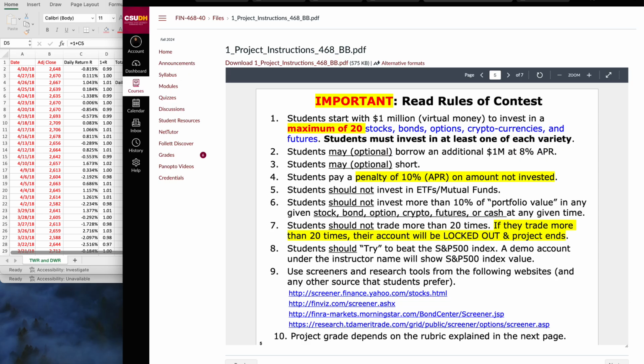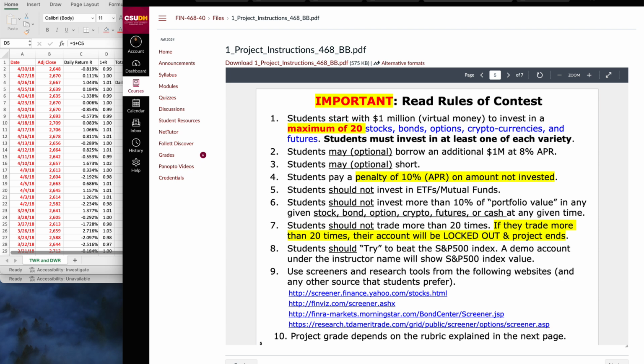So, to start off with the rules, we start with $1 million to invest, with a maximum of no more than 20 trades. This includes investing in different financial instruments, including stocks, bonds, options, and cryptocurrencies, as well as futures. And we can borrow an additional $1 million at an 8% interest rate. We could short if we would like.